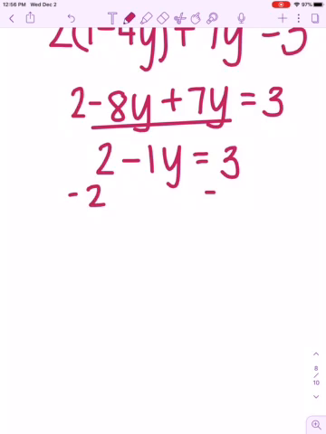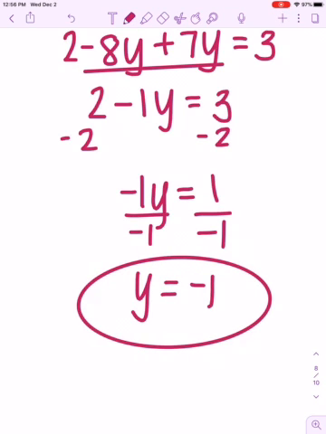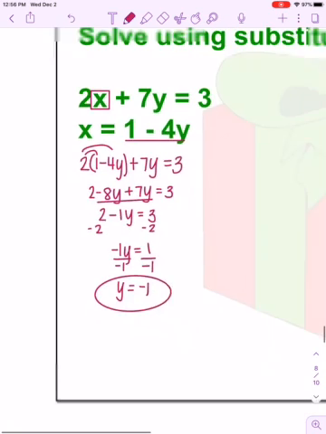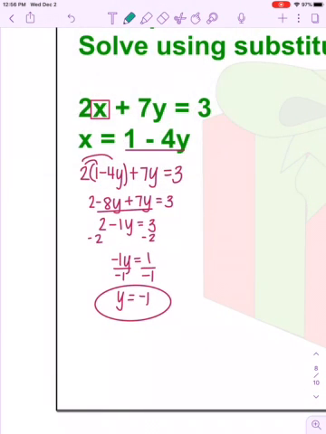And then we just continue to solve. The 2 is positive, so to move it, you're going to subtract it. Leaves us with negative 1y equals 1. You have to divide by negative 1. And 1 divided by negative 1 is negative 1. So there's your y. We are not done because you also have to find x.